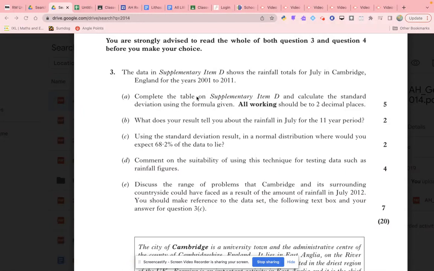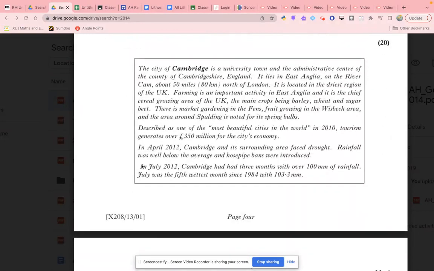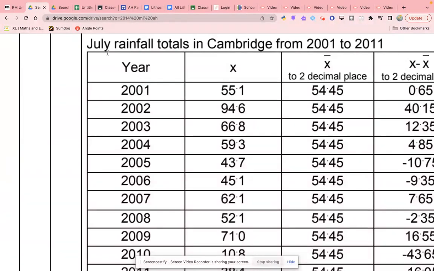Let's explore that in a little bit more detail by actually having a look at the data set in question and have a think about what we're being asked to do when we're calculating the standard deviation. We'll come back to these two questions here in a second, as well as this one here in terms of the suitability of this particular test. Okay, the first thing we would really need to do is actually have a look at the data set that we're being asked to explore. So here is our data set.